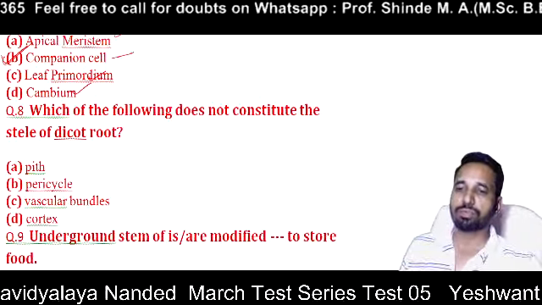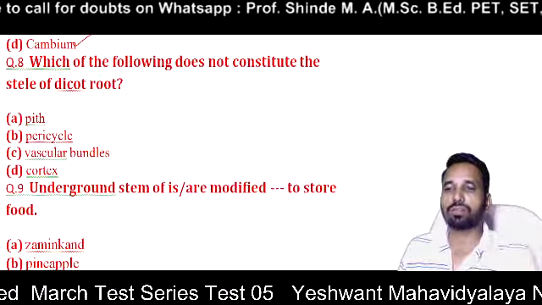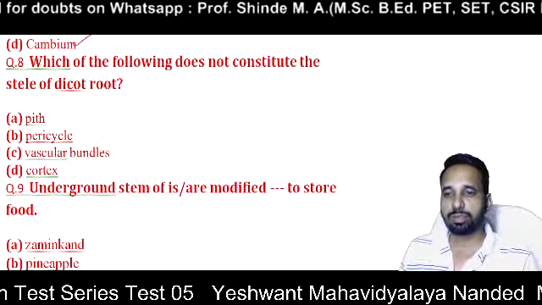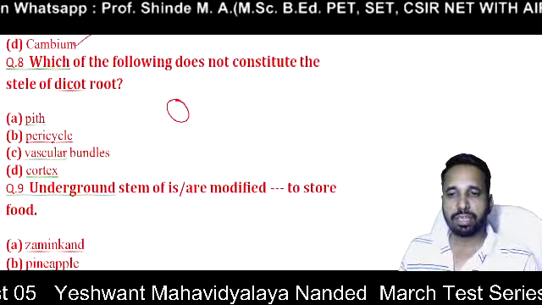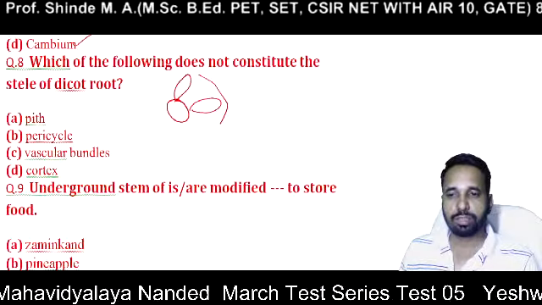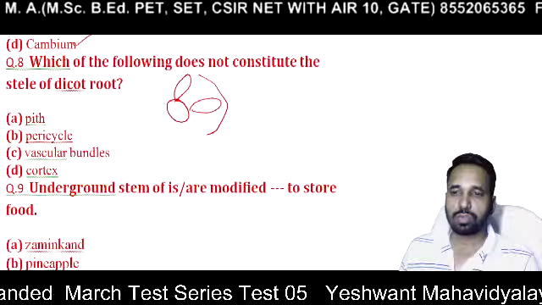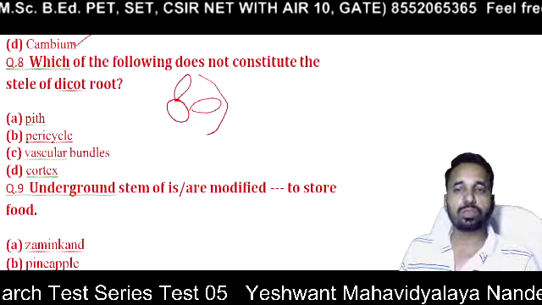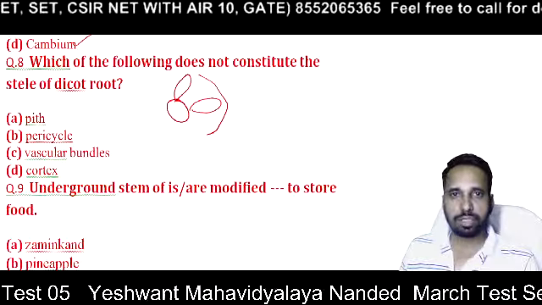Next one, which of the following does not constitute the stele of dicot root? I have told you what is meant by stele. So you must understand that there is a pith and around the pith there are vascular bundles, right? And around vascular bundle there is a pericycle. Okay, so in case of dicot root, which one of the following does not constitute stele? So pith, pericycle, vascular bundle and cortex.